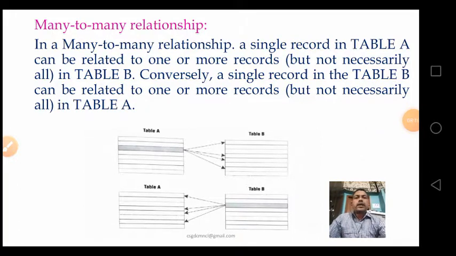Here the diagram shows a single record in table A related to one or more records in table B, and another diagram shows a single record in table B related to one or more records in table A. That is called a many-to-many relationship.